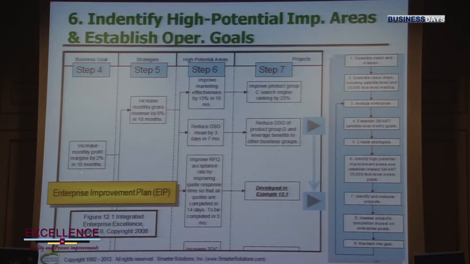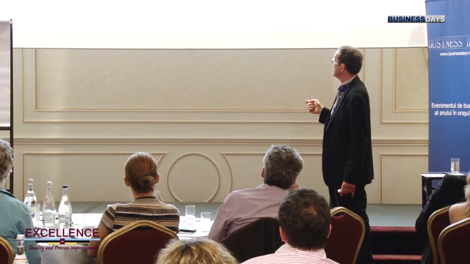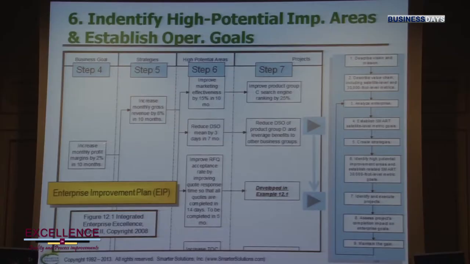In this case, we're talking about increasing monthly profit margins by 2% in 10 months. Then step number five would be increasing monthly gross revenue by 8% in 10 months. We're trying to increase the top line here because we have so much fixed cost. So this is my step 4 to 5: I'm establishing smart satellite level metric goals. Step 5 is create strategies. And step 6 is high potential areas and establishing smart 30,000 foot level metric goals. So, improve marketing effectiveness by 10% in 10 months.